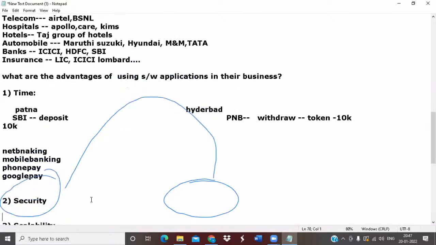The second advantage is security. What is the security here? Tell me, 30 or 40 years back, if you wanted to buy anything outside in the market, you had to carry cash with you. Yes or no? Without carrying cash, you could not buy anything outside. I want to buy some groceries, some provisions. Suppose I'm going to the supermarket to buy fruits and vegetables. I definitely had to carry cash with me. Yes or no?